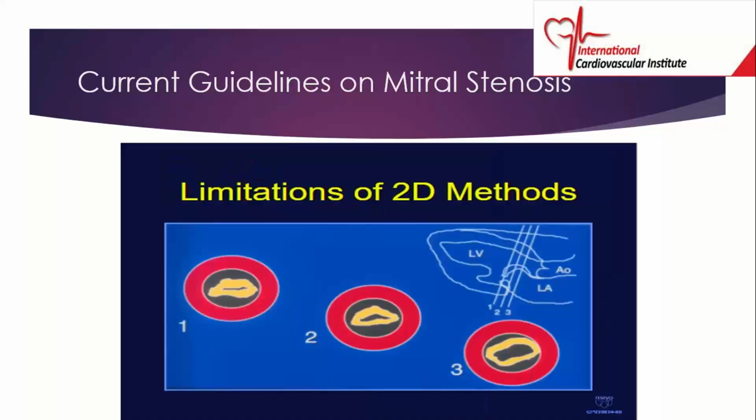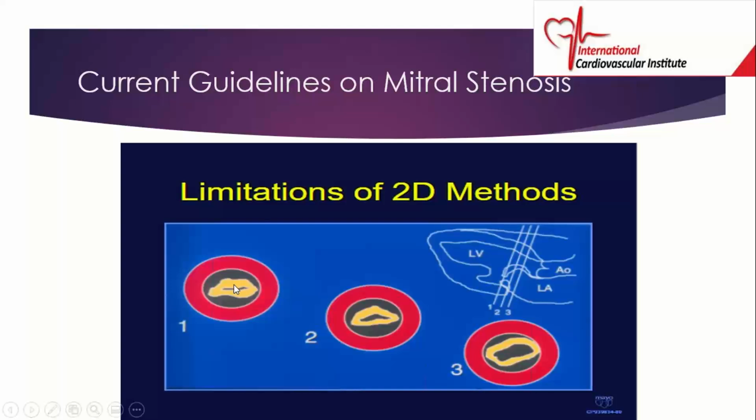Okay, we talk about the conical shape of the valve because of the commissural fusion. So if you plane this area, which corresponds to this, you're going to get a large area. Remember, the restriction is at the tip.